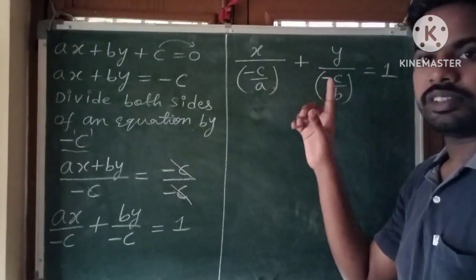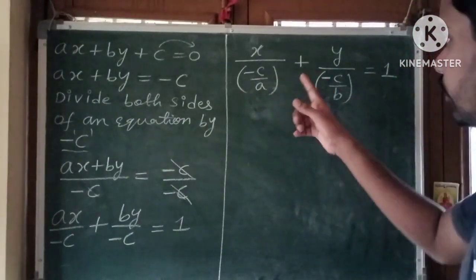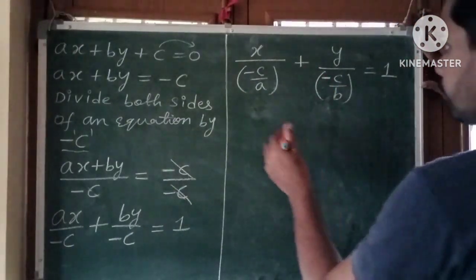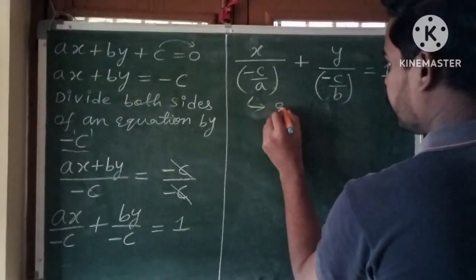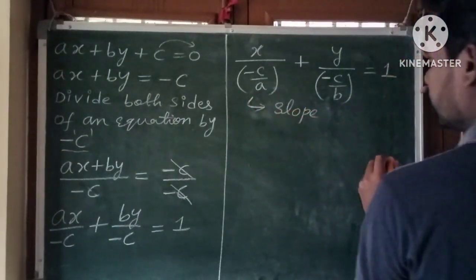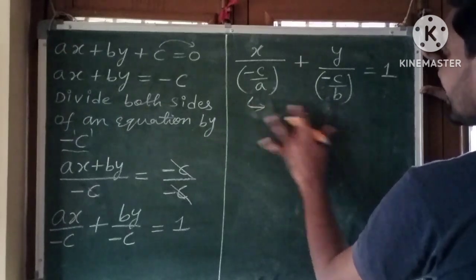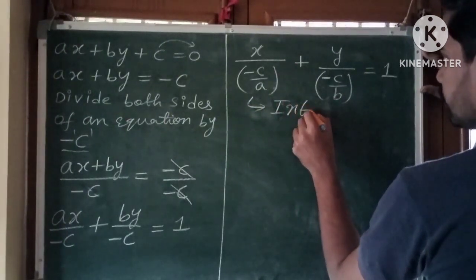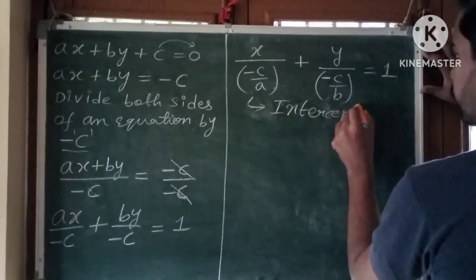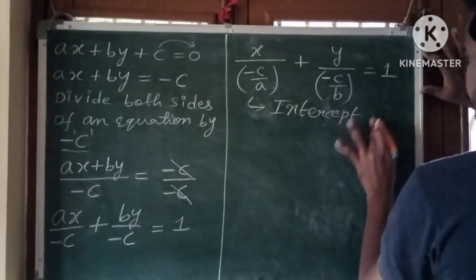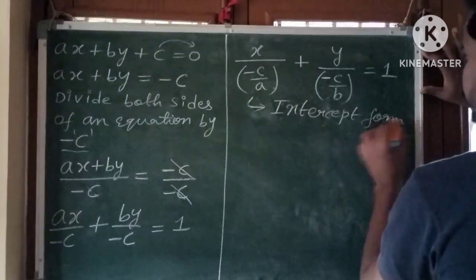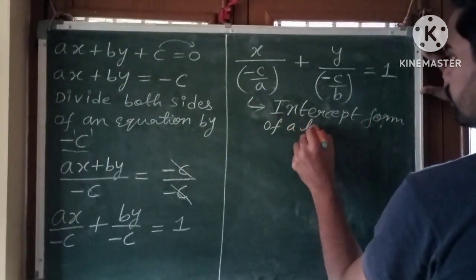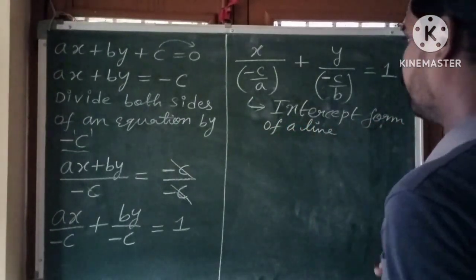If you observe this equation, this is known as the intercept form. This form of line is called the intercept form of a line. This is called intercept form of a line.